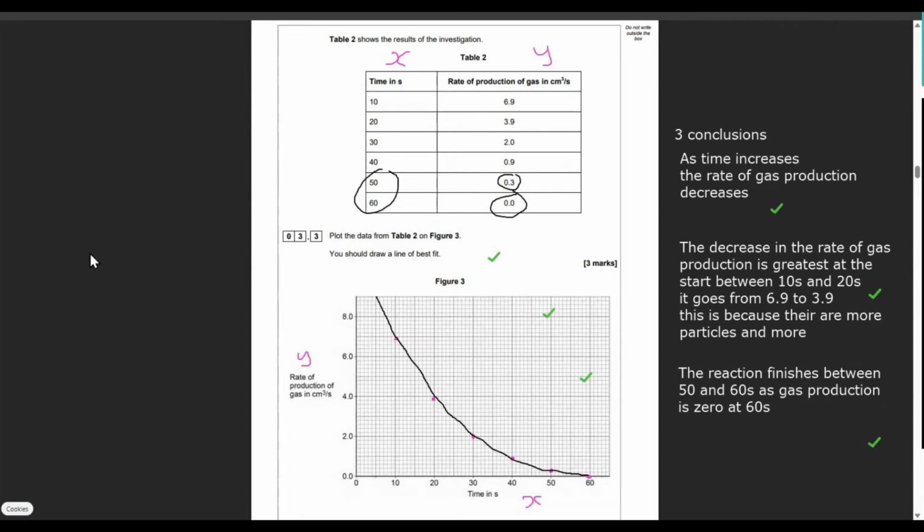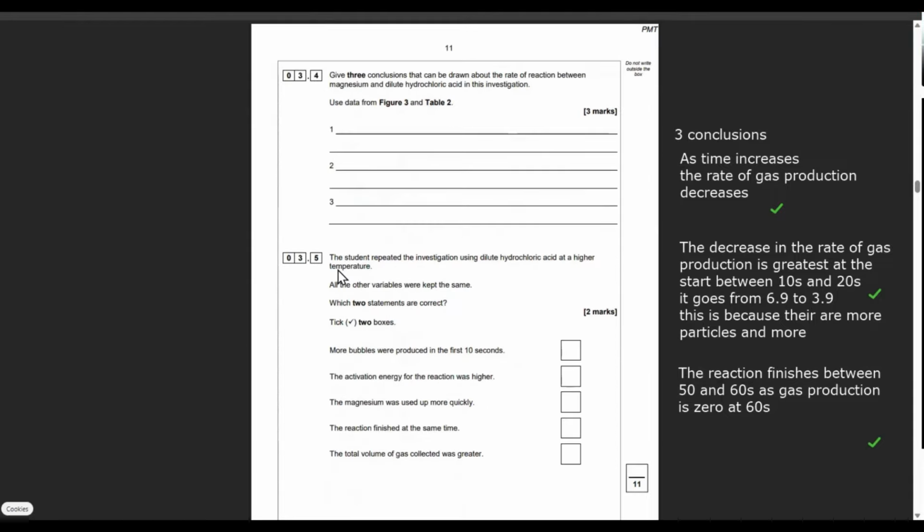Maybe at 51 it would have got to 0. We don't know because we haven't got results for 51, 52, 53. But we definitely know between 50 and 60, the rate of reaction stopped. Okay, those are my 3 conclusions over here, people.